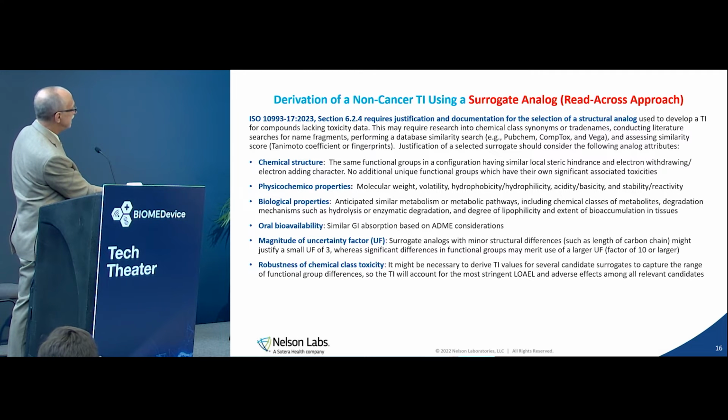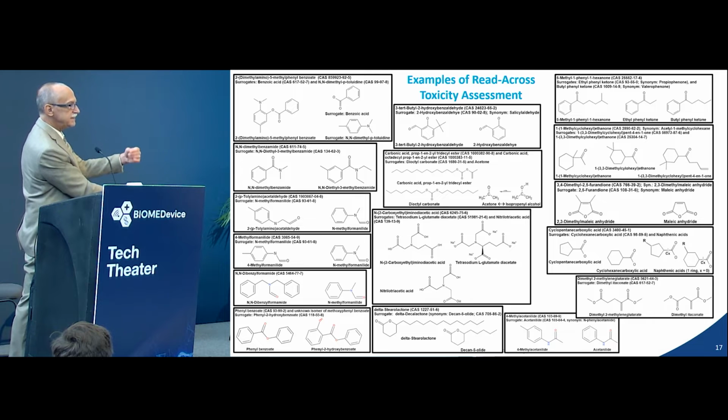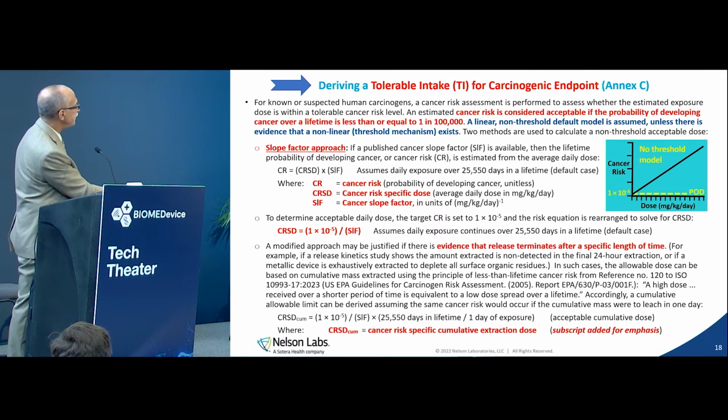And you also may need to consider the robustness. If you have a whole class of chemicals that are serving as a surrogate, you might have to derive more than one value and take the most stringent to make sure you have a robust toxicity estimate. Here are some examples, which I won't go into anything other than just to say their structures are quite similar. They would degrade in the same way, having similar functional groups.